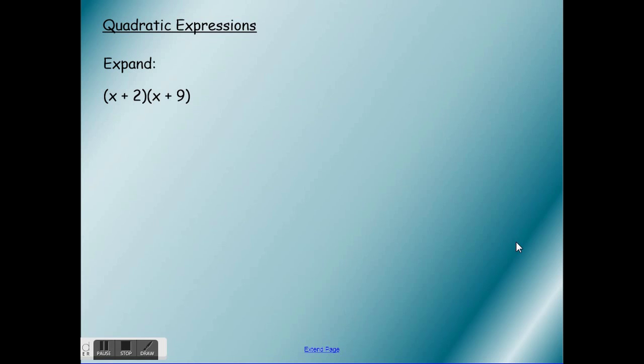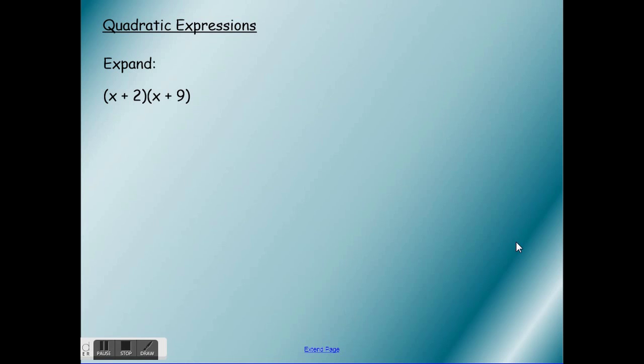A quadratic expression means that you're going to have an x squared term in your expression. So it's just an expression with x, or any variable really, that has a squared term. So a squared, x squared, b squared, whatever the case might be. That's what a quadratic is.